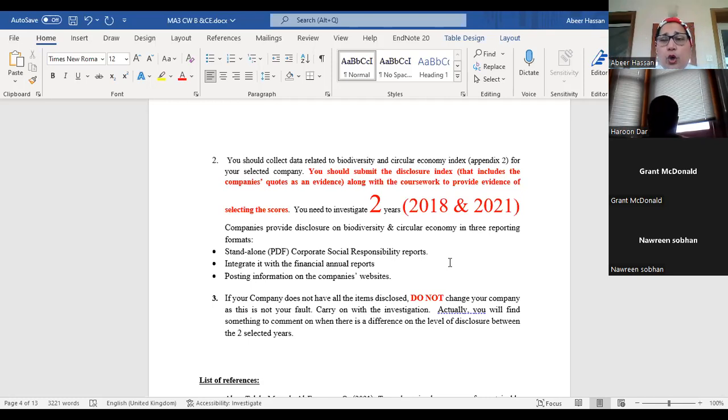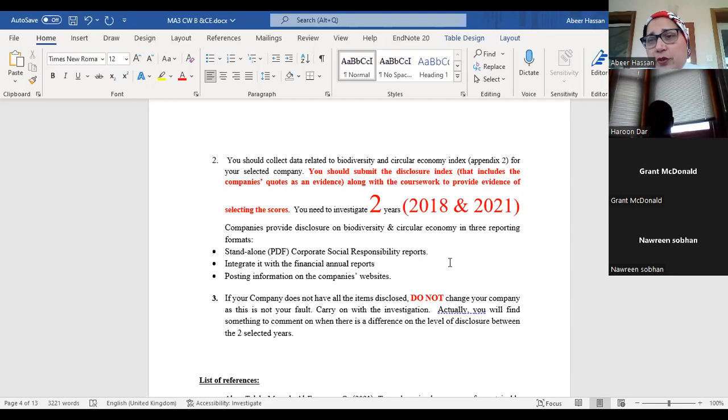What you have to do: open the Word or PDF file for 2018 and press Control F, okay? Control F for find, and just search for biodiversity, search for circular, and see if you can find the information or not. Or the information may be integrated with the financial annual reports.